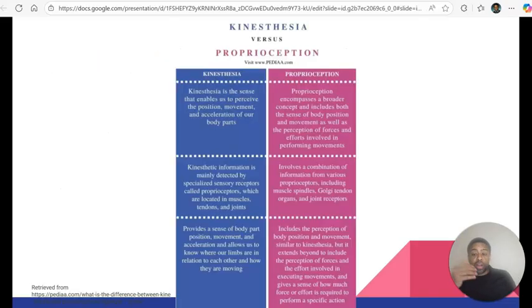Now, this describes the difference between kinesthesia and proprioception. Proprioception is a broader term, of course, and it does include both the sense of body position as well as the sense of body movement, whereas kinesthesia is more specifically the sense of body movement through space.